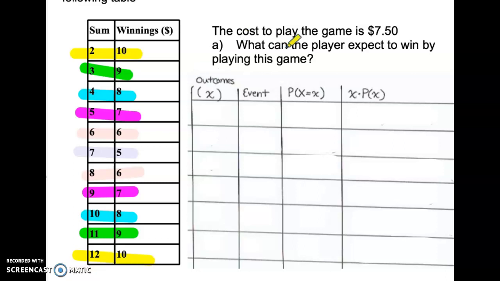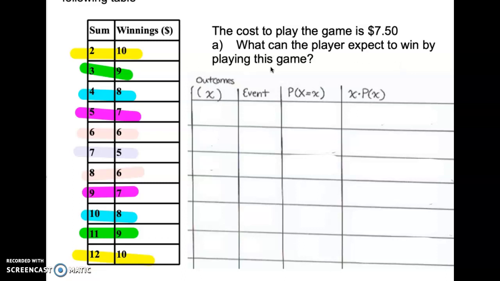So here they are asking us, what can the player expect to win by playing this game? So they're actually asking us for expected value. So to find expected value, first we need to know the cost of the game. Okay, in this case, the game costs $7.50 to play. And we're going to need the probability distribution to calculate the expected value. Because to calculate expected value, we need the outcome, so the x, and we need the probability of each outcome, so p of x. So here are the outcomes.